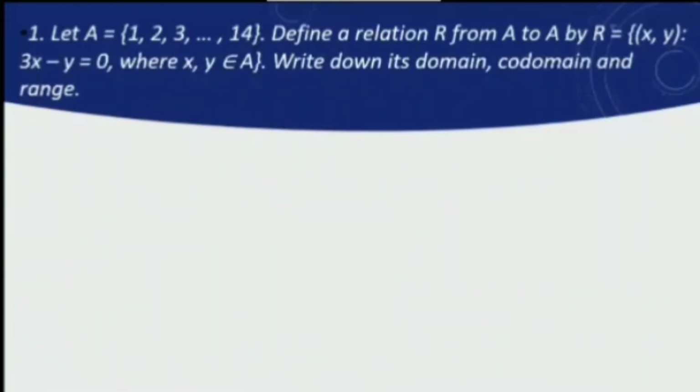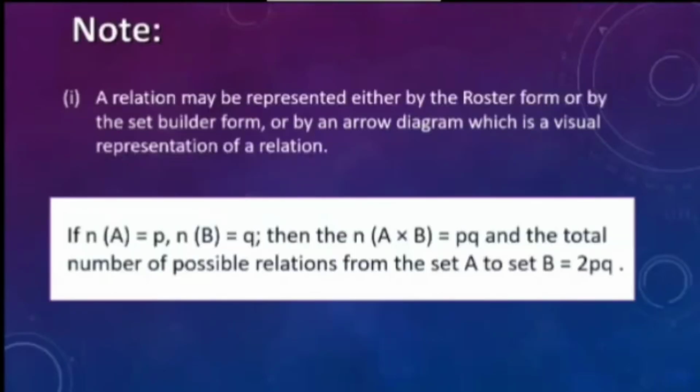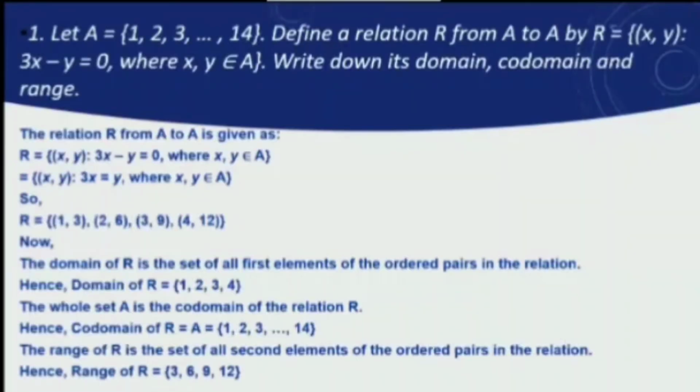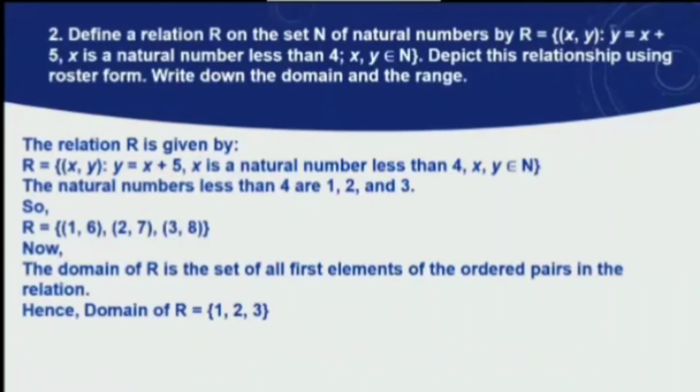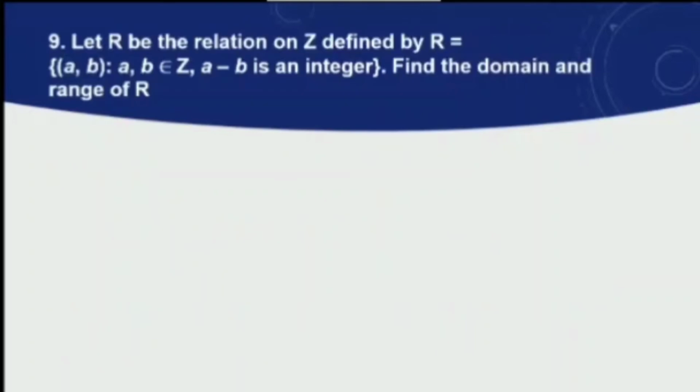See, here is one point that I just want to recall. Here it is not 2pq. From set A to set B, the number of relations is 2 to the power pq. Just correct it, children. Here I want to tell you that it is 2 to the power pq. Is it clear? So the total Cartesian product, the total ordered pairs you are getting, is 6. The number of relations is 2 to the power 6.